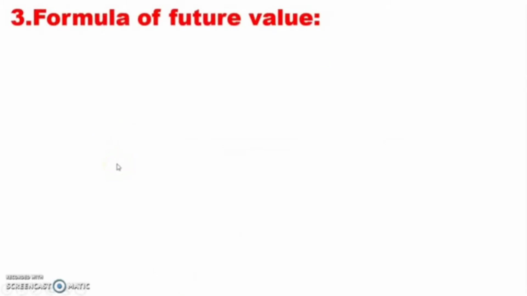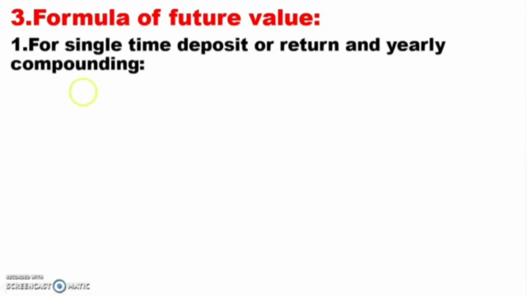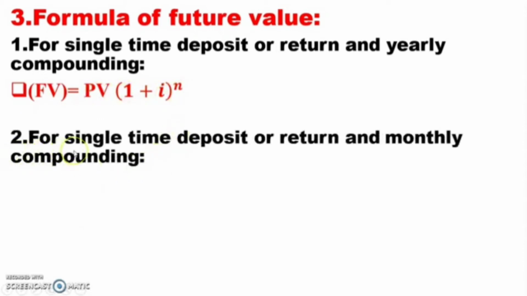Now we will practice two formulas of calculating future value. Formula number 1, for single time deposit or return and yearly compounding: future value equals PV into (1 plus i) power n. And when the compounding is monthly for single deposit or return, then the future value will be PV into (1 plus i divided by m) power m into n. Here m equals the number of compounding in a year. When you solve monthly, quarterly, or semi-annually compounding problems, then you will use this formula.